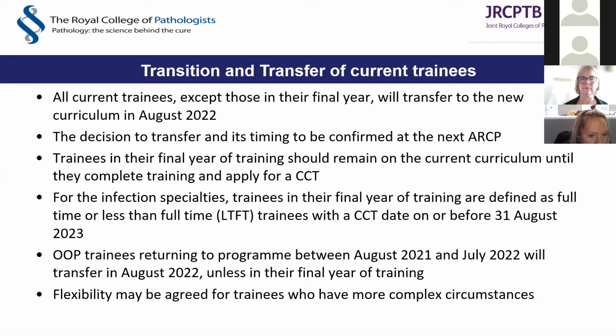That should be discussed with the training program director and possibly with the relevant SAC. And there'll be some flexibility with regards to the timing. So if it just so happens that a trainee's CCT date is the 2nd of September 2023, then they would count as being in their final year of training. Next slide, please.